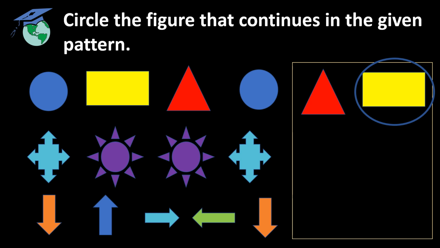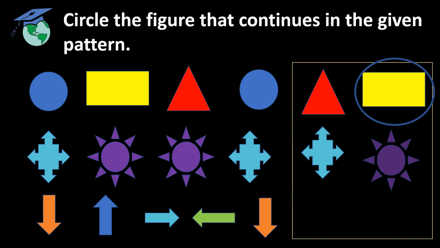Now the next pattern is the blue color shape, the purple color shape, the purple color shape. So the blue is coming. So after the blue what is there? It is the purple color shape. Yes. So we will circle the purple color shape.